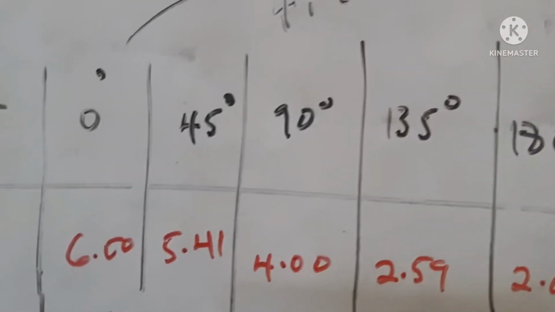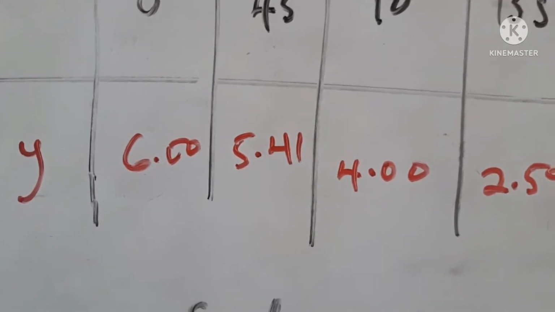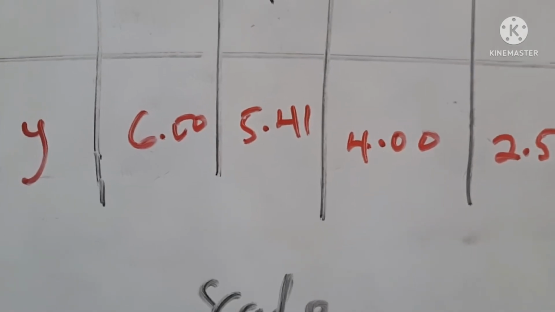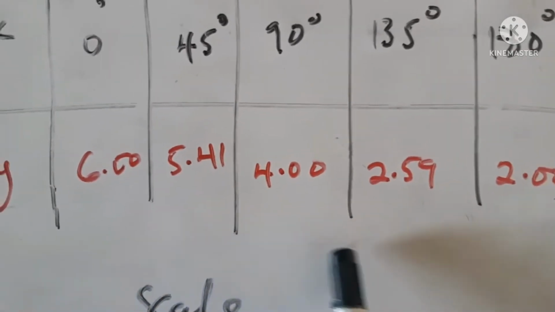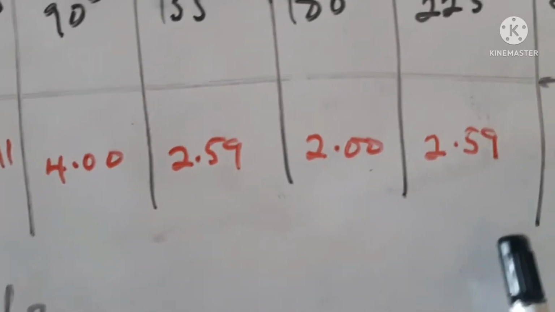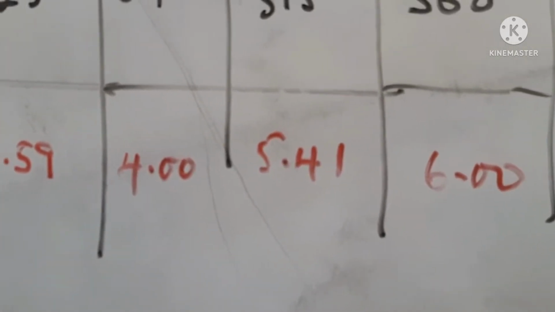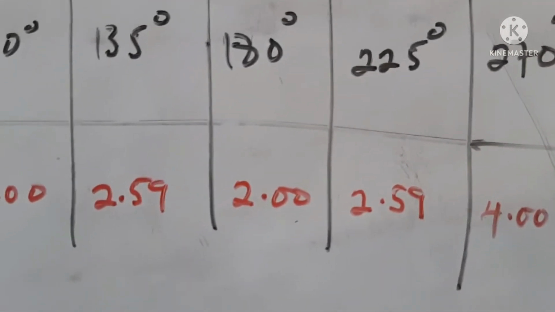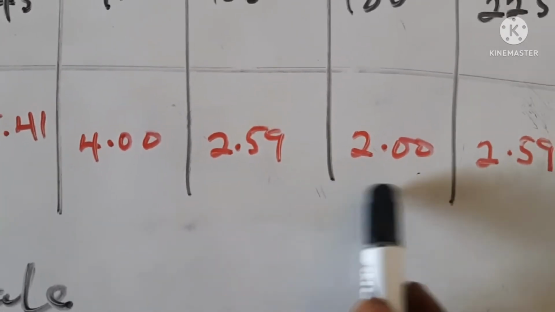But for the y values, you just have to pick the smallest among them and the largest. That will help you to determine your scale here. Is that okay? The largest among all these numbers should be 6. There is no number bigger than 6. And the smallest among these will be 2. So 2 is the smallest one.